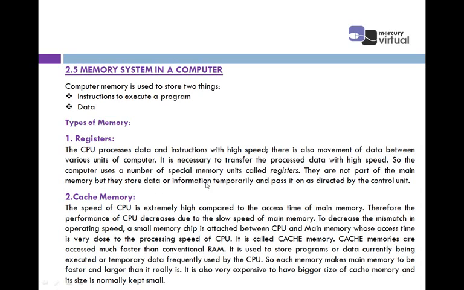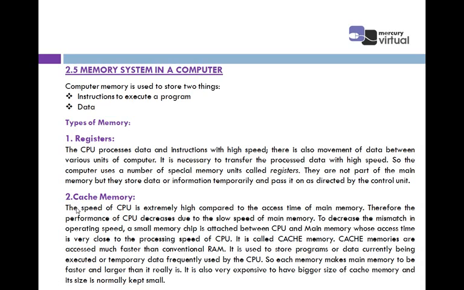But they store data or information on a temporary basis and pass it on as directed by the control unit. Temporary basis means it stores for the time being. After some time it is deleted automatically from the memory, and then passes it on as directed by the control unit. Meaning whenever there is a requirement for the control unit to pass these instructions or data to another function unit, all these are done by the register. So this is the first memory which I finished right now.